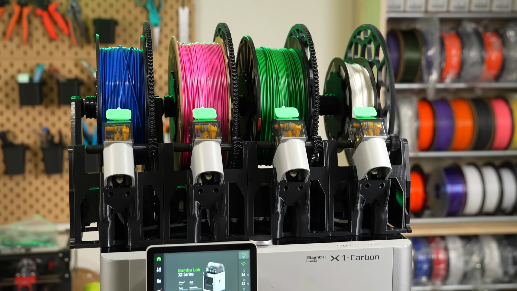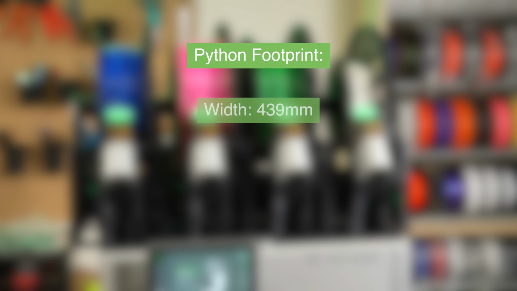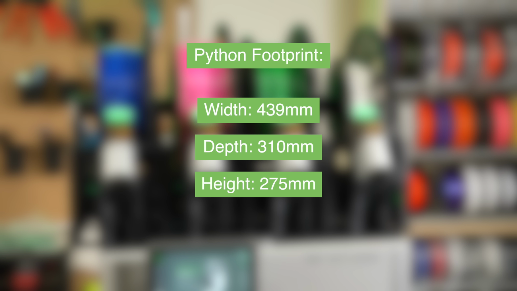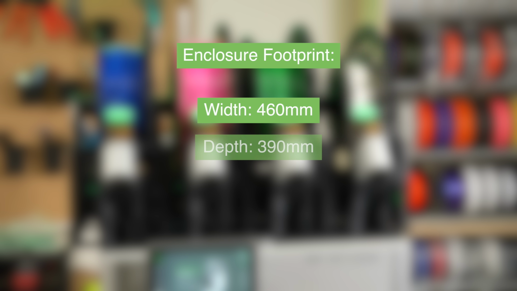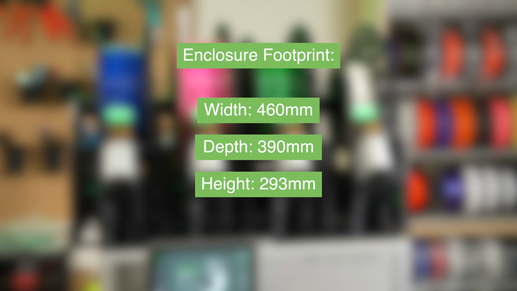The footprint of a full 4-bay Python with filament installed and the front feeders is 439 millimeters wide, by 310 millimeters deep and 275 millimeters tall. With the enclosure, this expands to 460 by 390 by 293 millimeters.